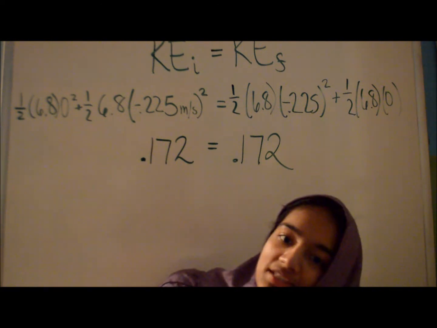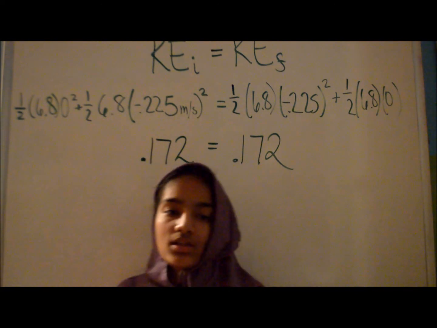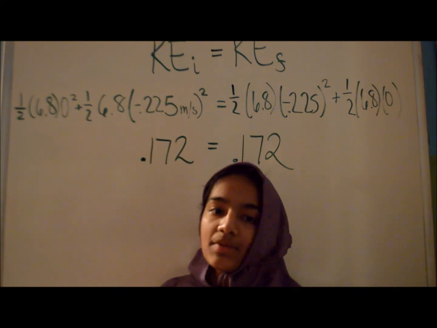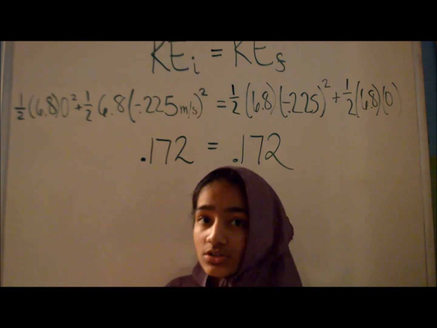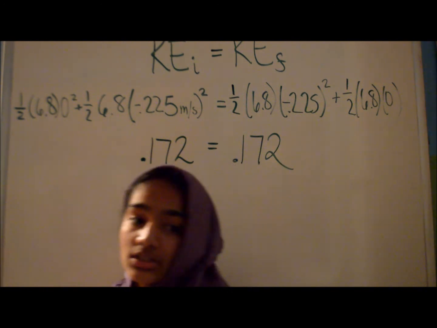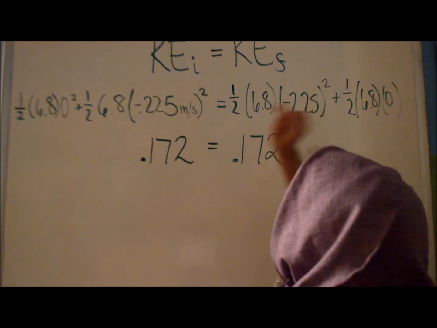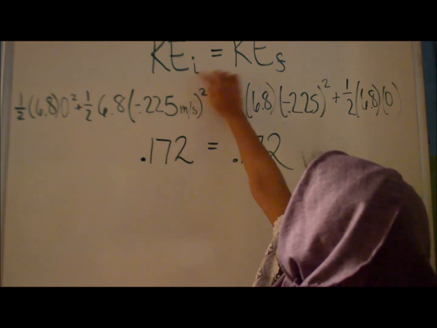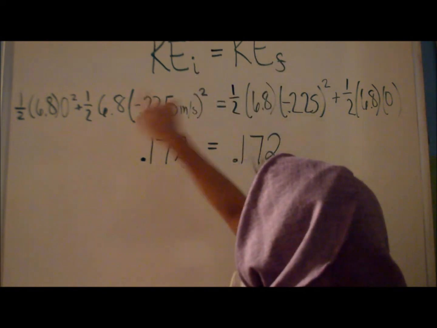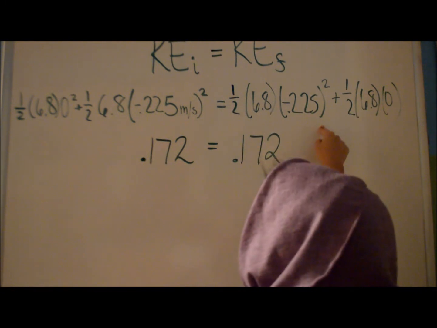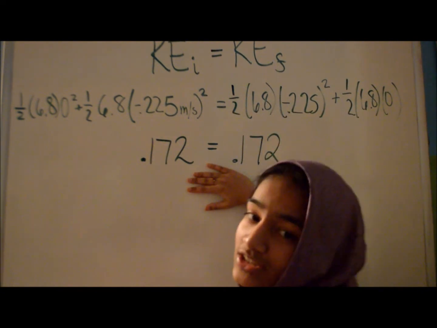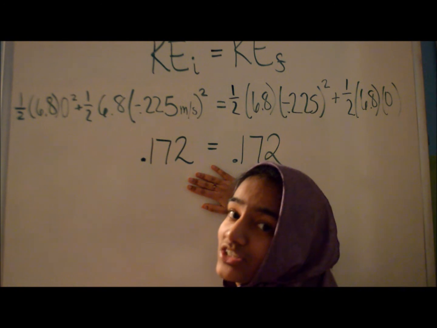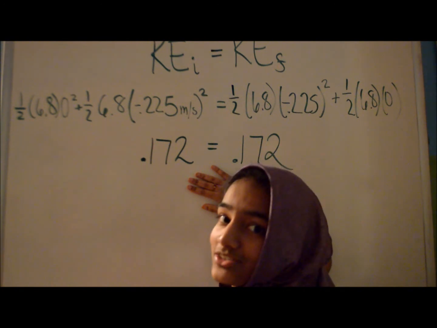We can confirm the answer that we got for the velocity by making sure that the kinetic energy is also conserved. So the kinetic energy initial will be equal to the kinetic energy final. If you plug them both in, then you can see that we did do it correctly because the kinetic energy is the same, which means it was conserved, which means it was an elastic collision.